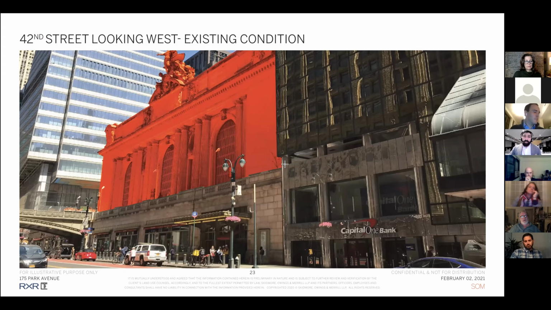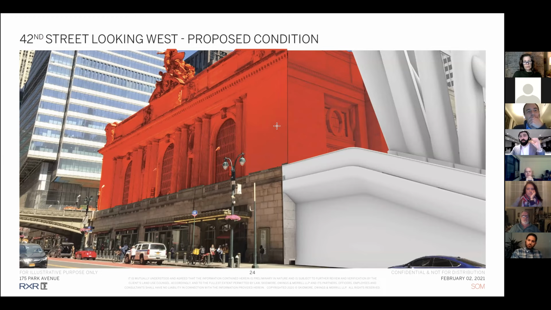And even as you get closer to the building, you can see just how much relief you'll get from the current condition. So the current condition that rises straight up versus our proposed condition that recedes away in order to really liberate that massive corner.